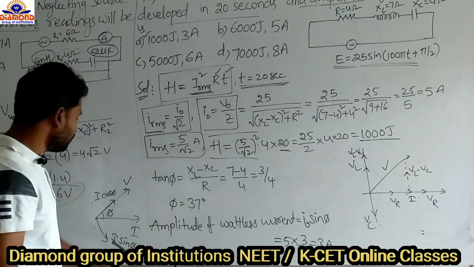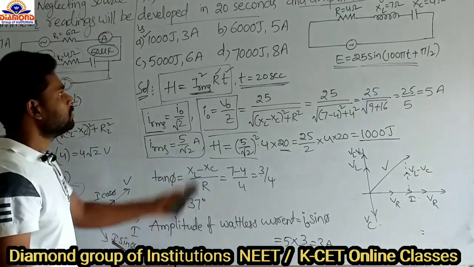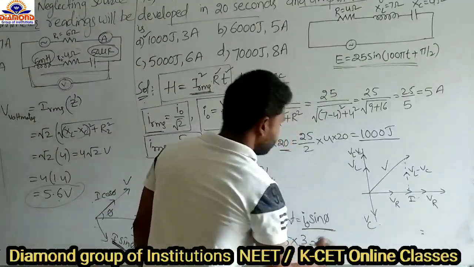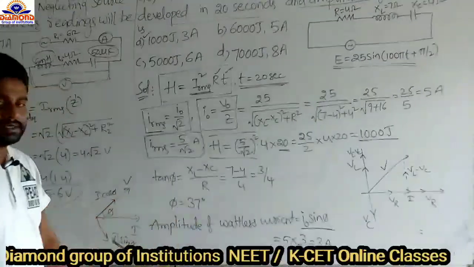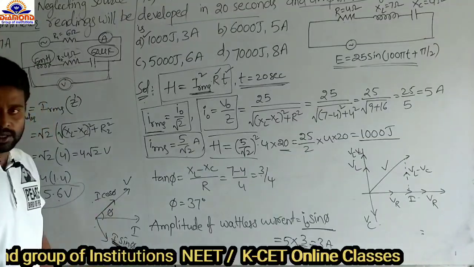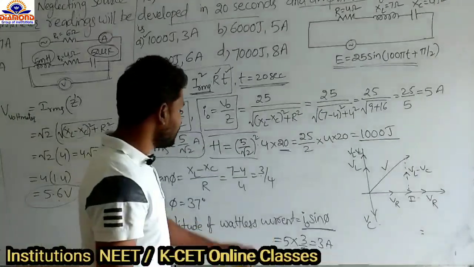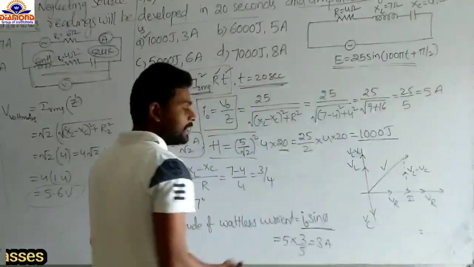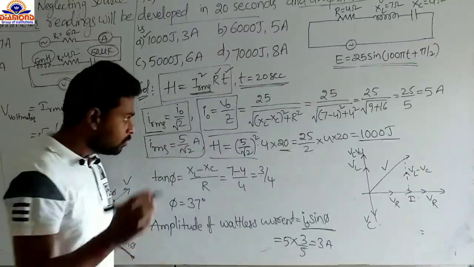So the amplitude of the wattless current is I sin phi. The current flowing through this one is I naught, so I naught sin phi. Remember, the wattless current component, I naught sin phi, is perpendicular to the voltage. I naught value we already found, that is 5 ampere. Sin phi, phi value we have to find. How to find the phi value?